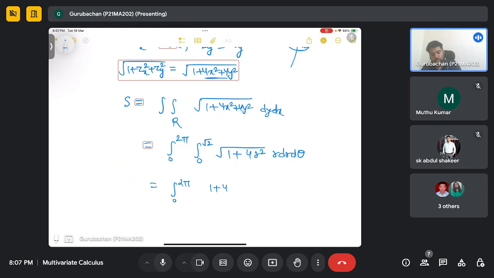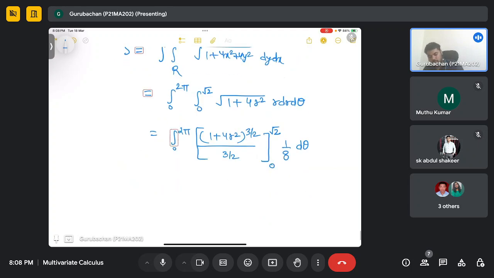1 plus 4r square to the power 3 by 2 divided by 3 by 2, and 4r square differentiation is 8r, so it will be 1 by 8 more d theta, and r varies from 0 to under root 2. Now this will give you the value, theta from 0 to 2 pi. You can say this 1 by 12 times. When you put under root 2, this will give you 4 times 2 plus 1, 9. Under root 9 is 3, and this will be 27 minus, when you put 0, you will get 1, d theta.